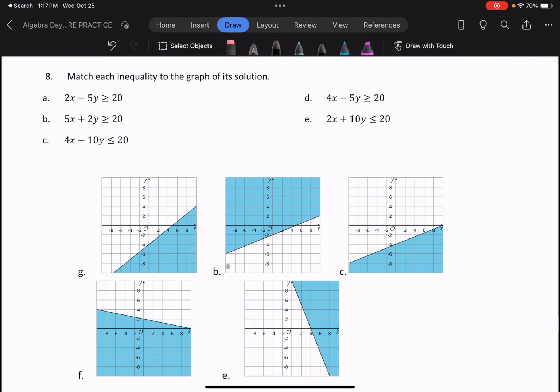And then number 8 is matching each inequality to the graph of its solution. Again, to do this, I would strongly recommend that you put these into slope-intercept form first and then match them. But this is a simple matching activity, so I'm going to ask that you do this on your own, put it into slope-intercept form, and then match it with the correct graph.